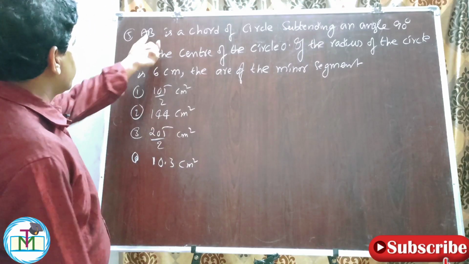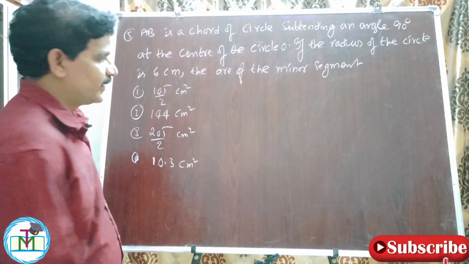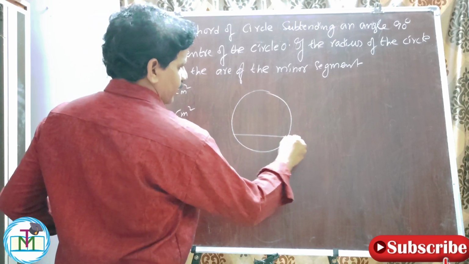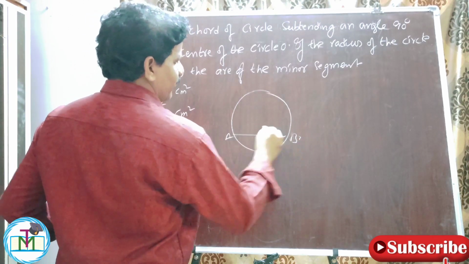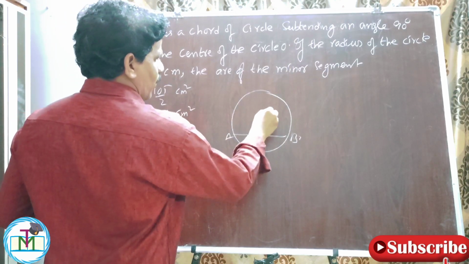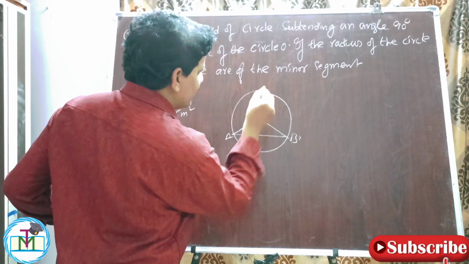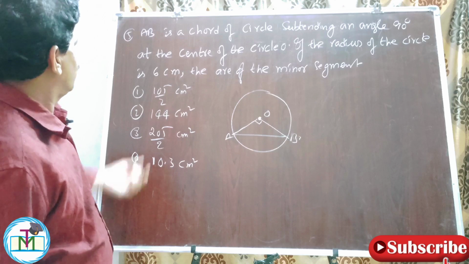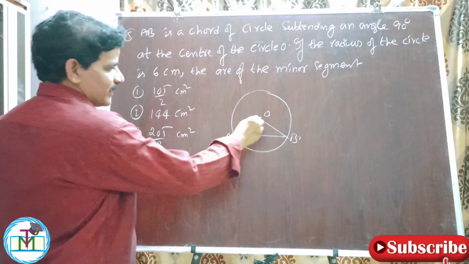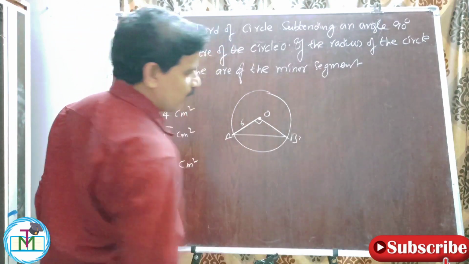Question number 5. AB is a chord of the circle subtending an angle of 90 degrees. Take a circle, take a chord AB which is subtending an angle of 90 degrees at the center. This is the center O. It makes 90 degrees at the center. Then if the radius of the circle is 6 centimeters, OA is a radius of 6 centimeters, OB is also equal to what?